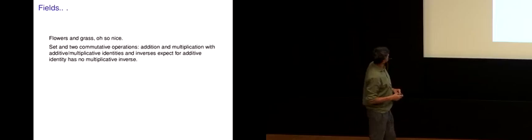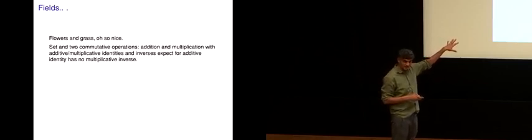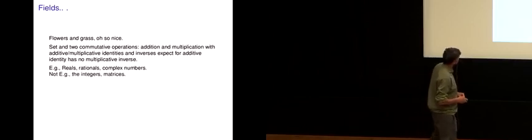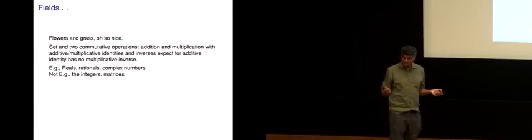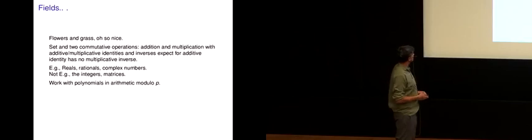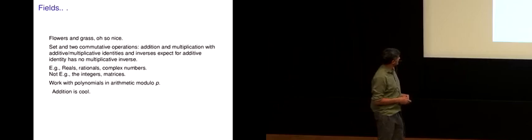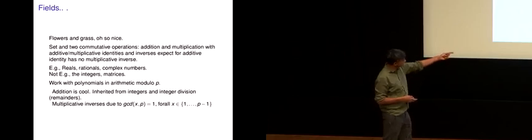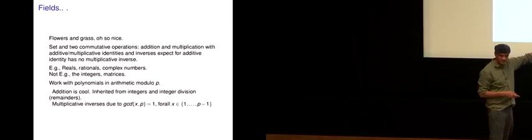Okay, so what's a field? It's a set and two commutative operations, addition and multiplication, and it has all these properties, and we can solve these equations. We use that in both places: reals, rationals, and complex numbers. The integers and matrices do not work. Integers do not have multiplicative inverses and stay enclosed. So what we do is we work with polynomials in this field. Addition works, and multiplicative inverses work because of the facts that we proved in the previous lectures. They have multiplicative inverses, and that's what I'm using.